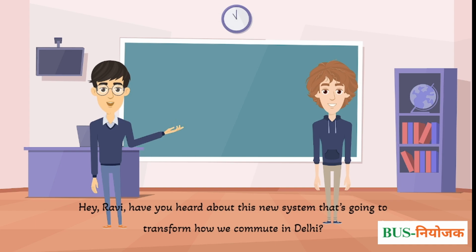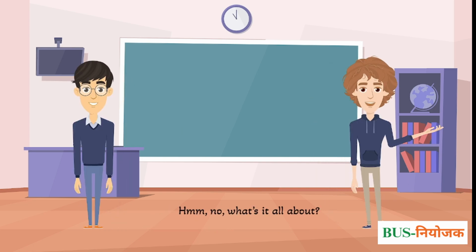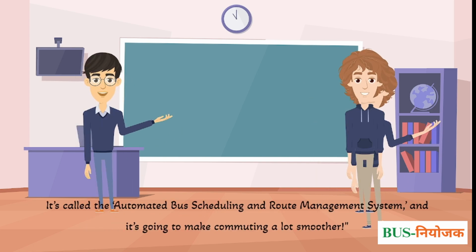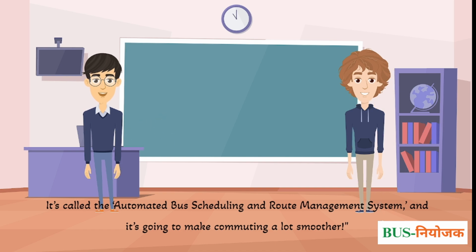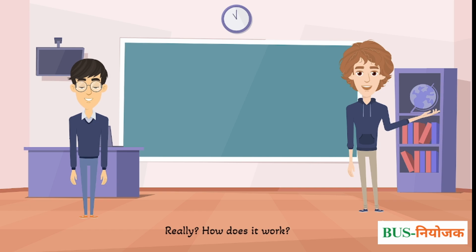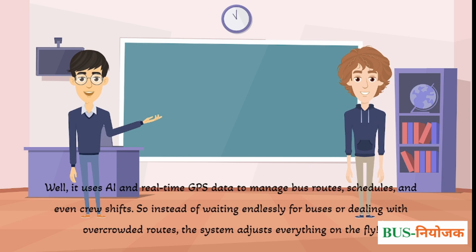Hey, Ravi, have you heard about this new system that's going to transform how we commute in Delhi? No, what's it all about? It's called the Automated Bus Scheduling and Route Management System, and it's going to make commuting a lot smoother. Really? How does it work? Well, it uses AI and real-time GPS data to manage bus routes, schedules, and even crew shifts. So instead of waiting endlessly for buses or dealing with overcrowded routes, the system adjusts everything on the fly.